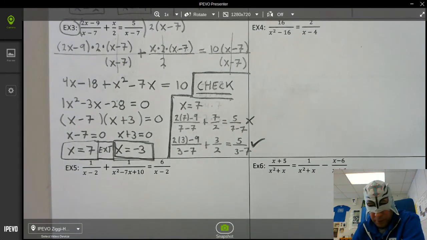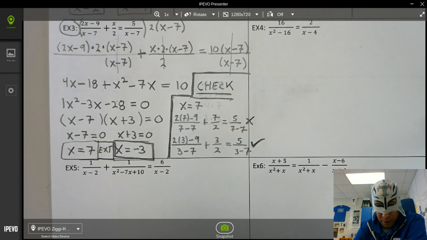Okay, so with that, if you felt good about these, go ahead and try example 4, 5, and 6, and then go ahead and start the assignment. But if not, wait for class, and I'll go over those examples in class.